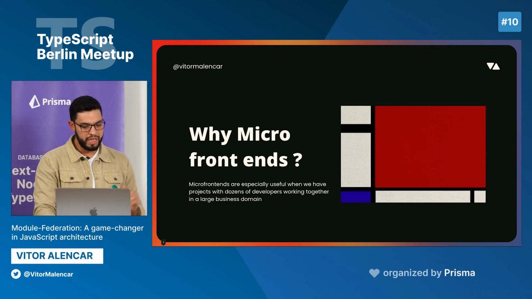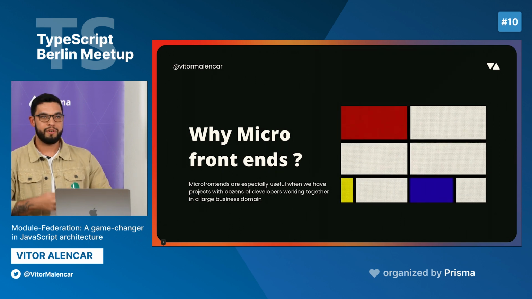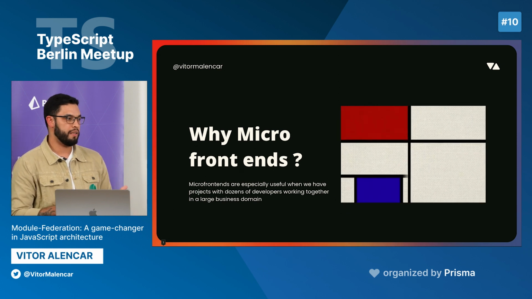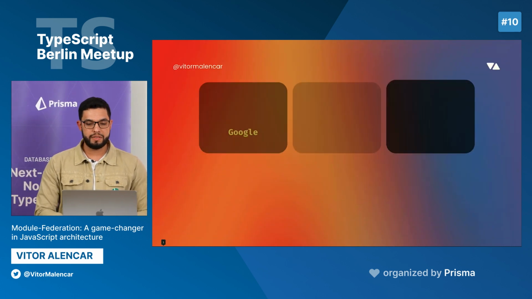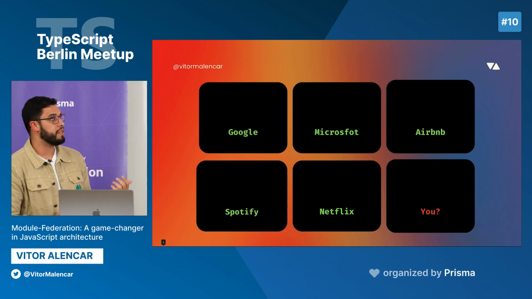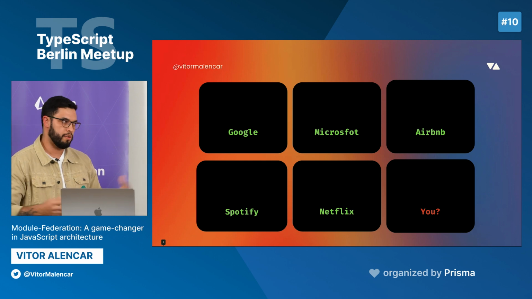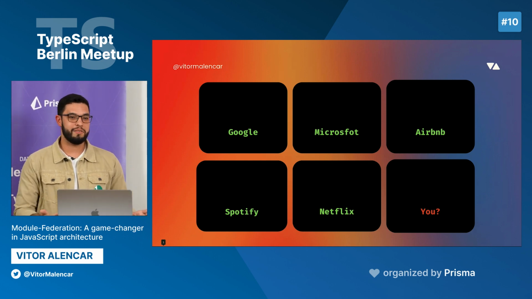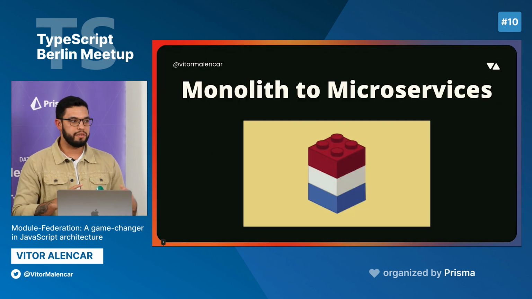So micro-frontends are an approach to create frontends that can be independent. You can have teams working directly on them, and they work in parallel. They don't bump into each other, right? A lot of companies nowadays use micro-frontends in one way or the other. We have Google, Microsoft, Airbnb. Maybe you in the future, if this talk convinces you that this is a great thing to do. And those ideas are not completely new.